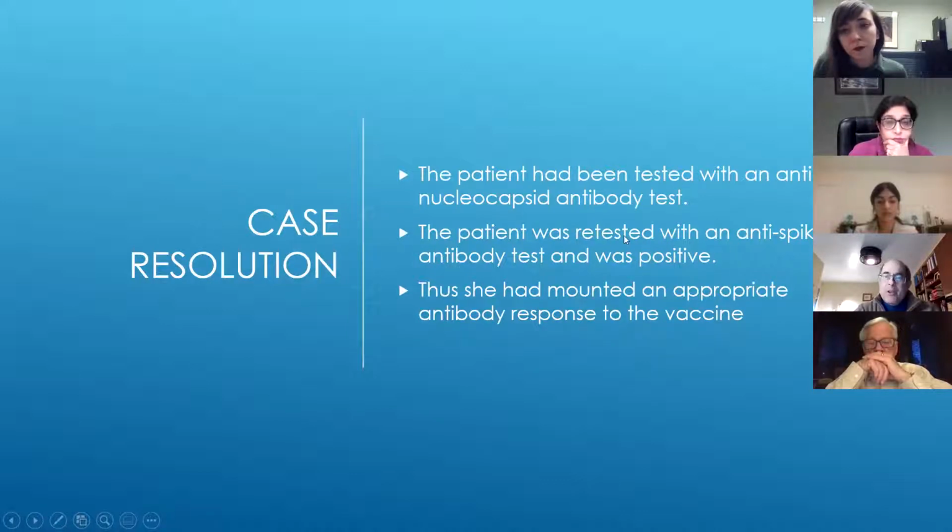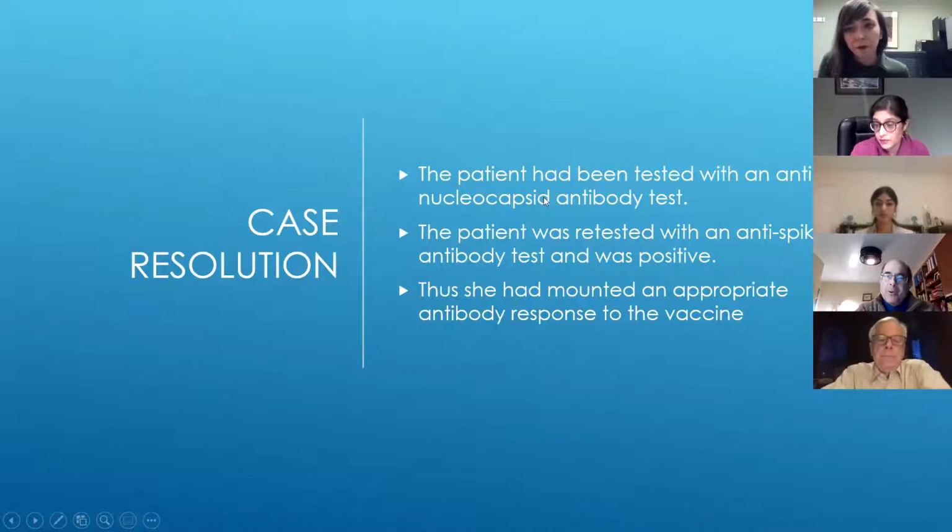So we retested her with an anti-spike protein, and she was actually positive. So she did make a good response to the vaccine. But it's just something that we need to be careful of when we do testing after a vaccination.